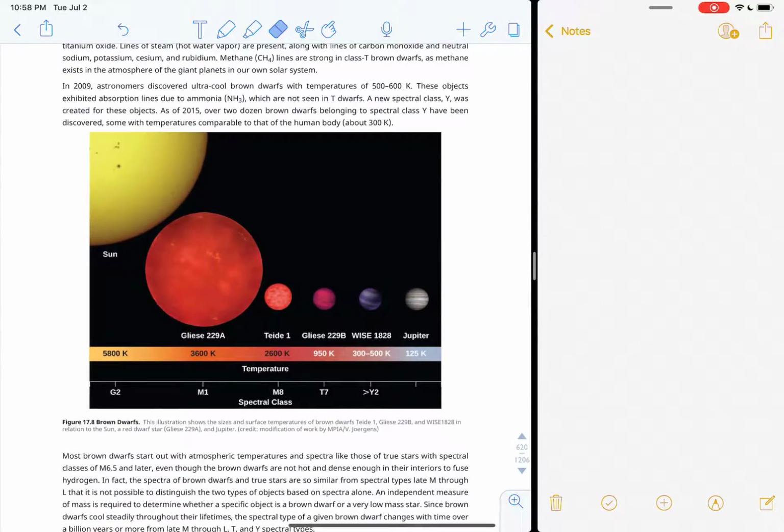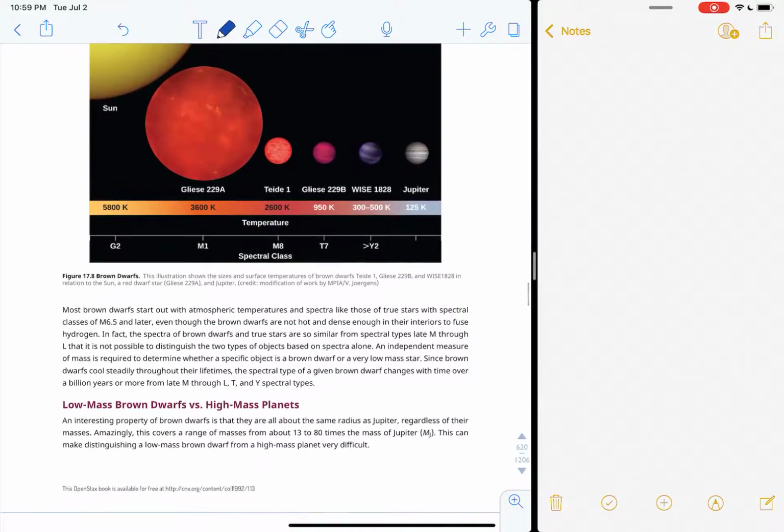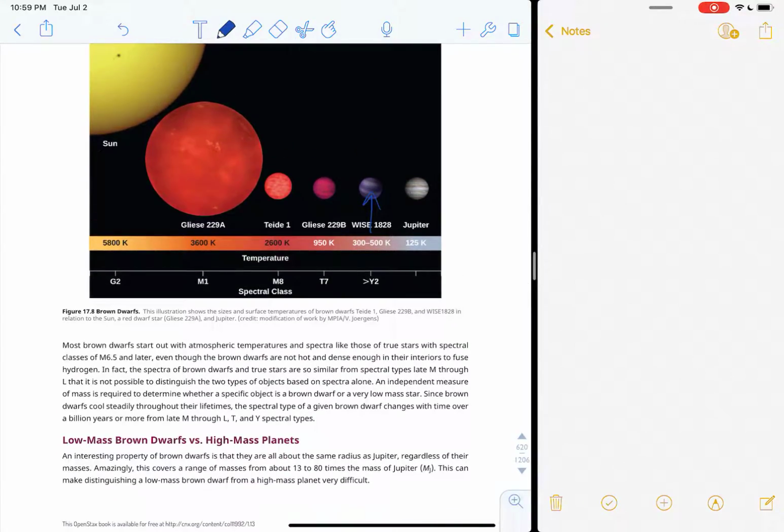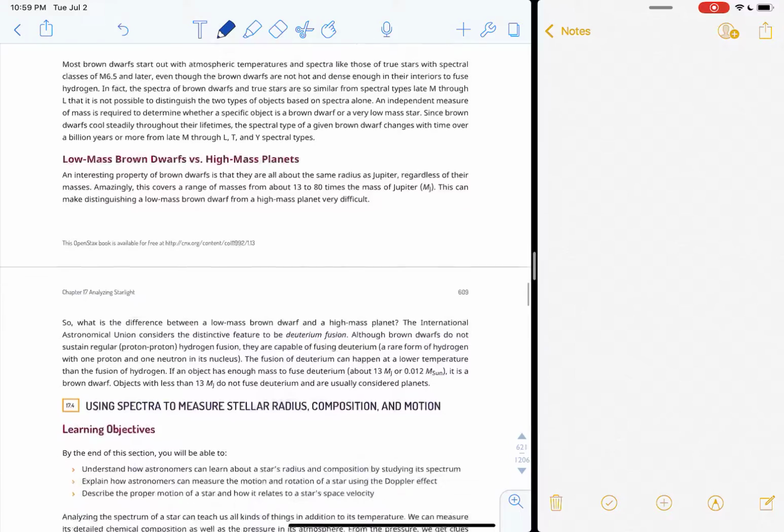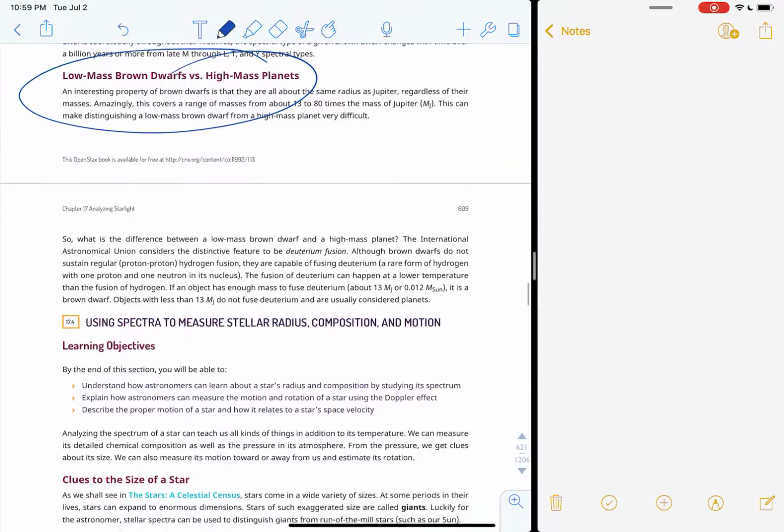Okay, but it's not. So Jupiter here, look at it, it's about the same size as this guy. The difference is this has a little bit more mass, so it has a little bit more density, and there is some fusion going on in here, but it's not hydrogen fusion, it's deuterium fusion, and that is what differentiates a planet like Jupiter from a brown dwarf like WISE 1828. Okay, so here's that difference spelled out.